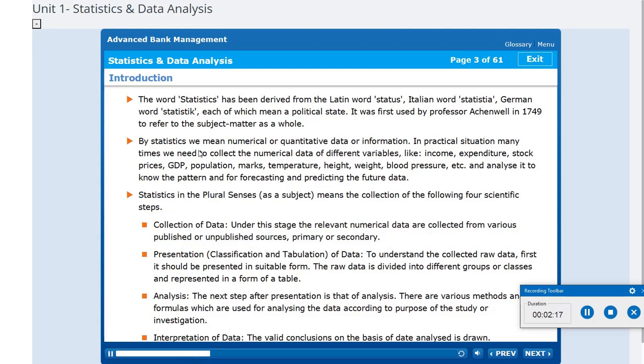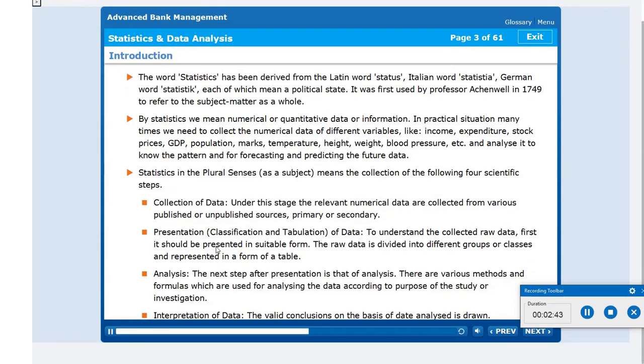In practical situations many times we need to collect the numerical data of different variables, like income, expenditure, stock prices, GDP, population, marks, temperature, height, weight, blood pressure, etc. and analyze it to know the pattern and for forecasting and predicting the future data. Statistics in the plural sense means the collection of the following 4 scientific steps.